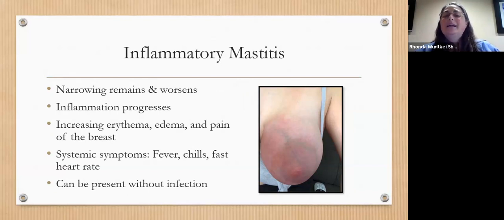Now, inflammatory mastitis, we have narrowing, worsening inflammation. We have more erythema, which is that redness throughout the breast, and they start to get some systemic symptoms such as fever and chills. But this can be present without infection. And so this is the situation where the parent does some of these other things and the mastitis goes away. They do not need an antibiotic for it.